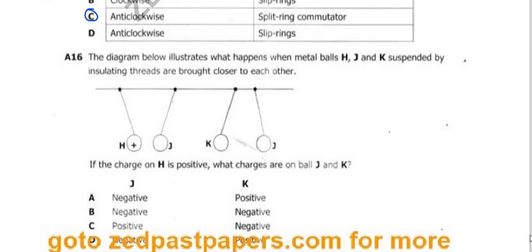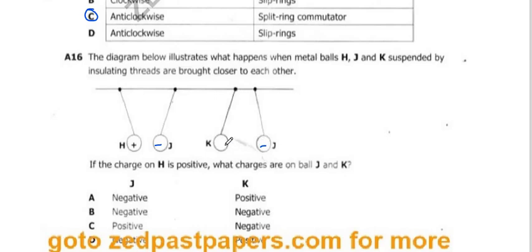Question 16 says the diagram below illustrates what happens when metal balls H, J, and K are suspended by insulating threads and are brought closer to each other. If the charge on H is positive, what charges are on the balls J and K? So H is positive, J is attracted to H. If this is attracted to that one, it means opposites attract, so this is the opposite, which is negative. We know that J is negative, so put a negative sign there.